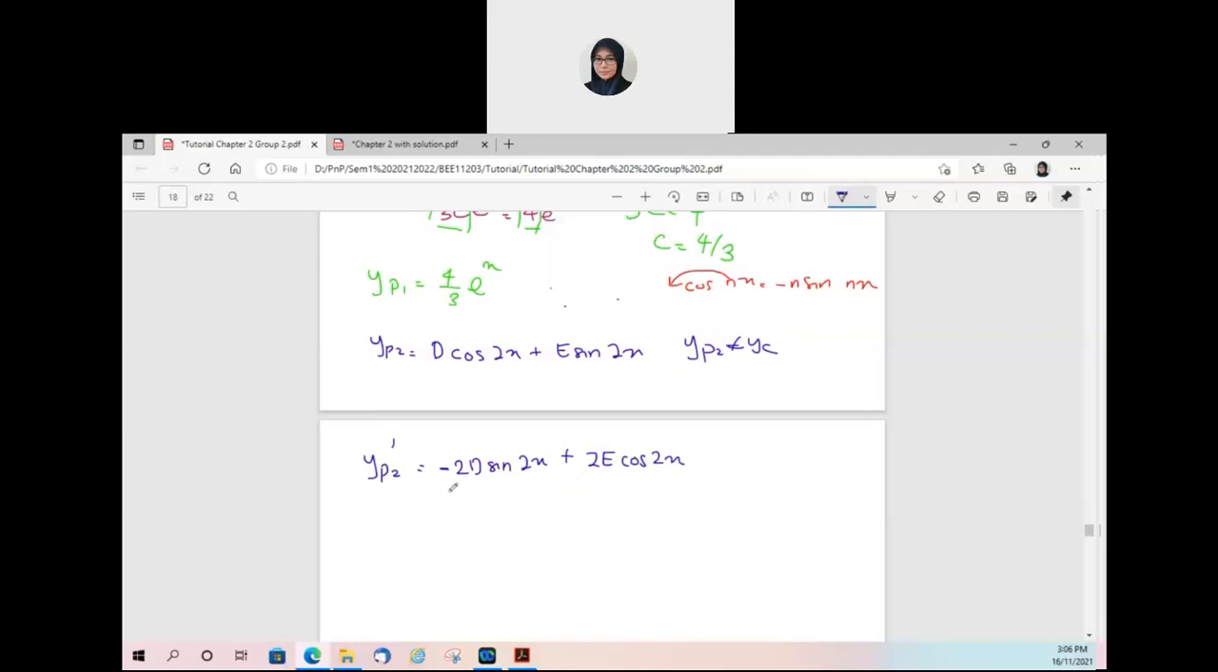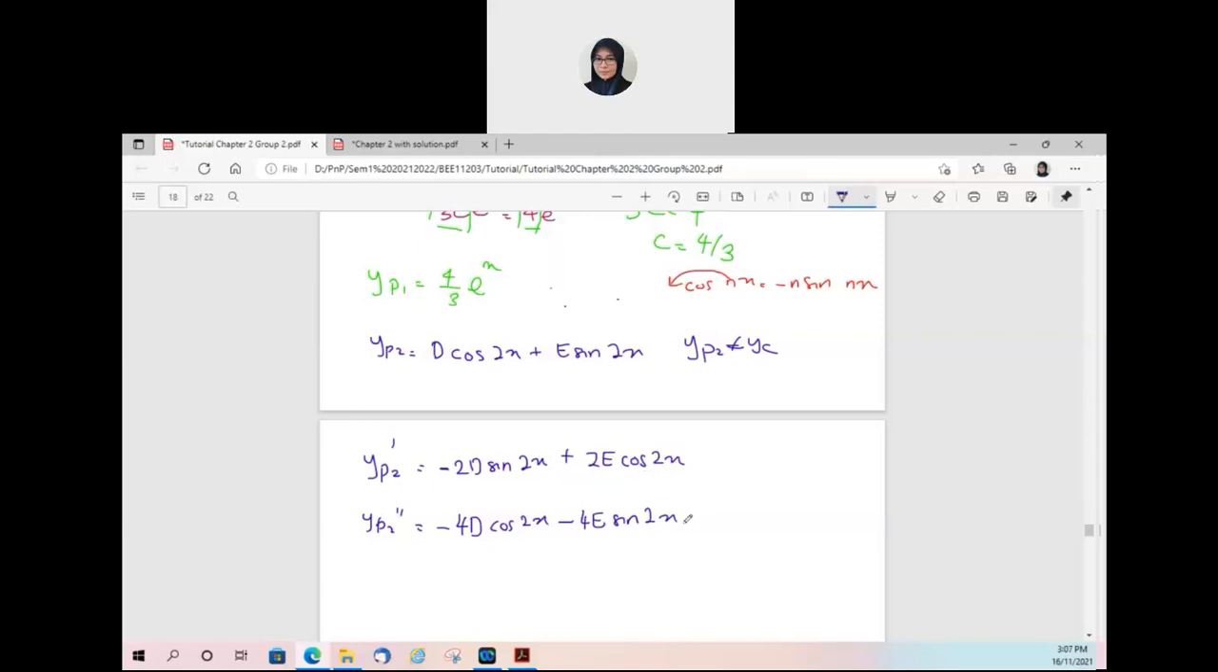Okay, now we find YP2 double prime. We differentiate one by one here. So you differentiate minus 2D sin 2x, you will get minus 4D cos 2x. This one, minus 4E sin 2x.